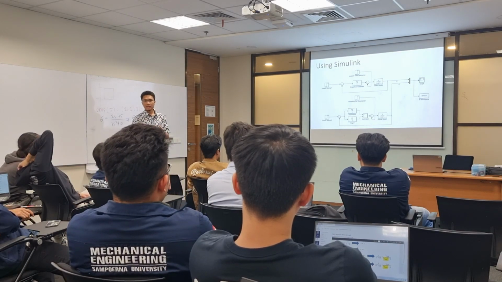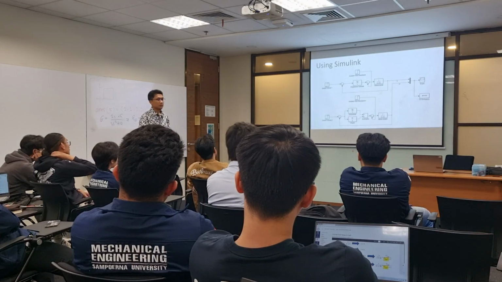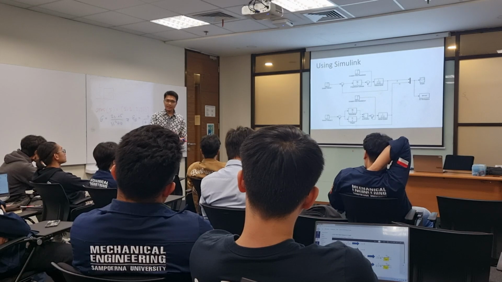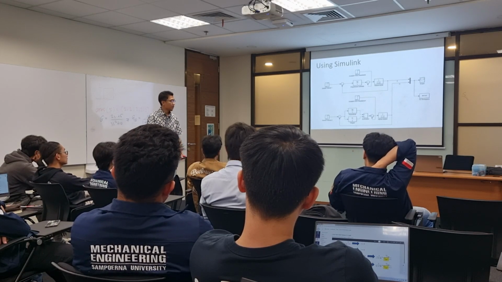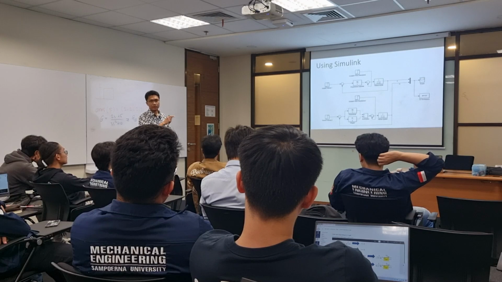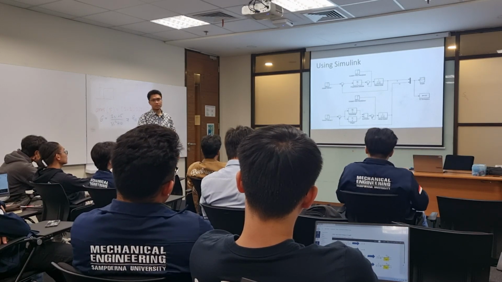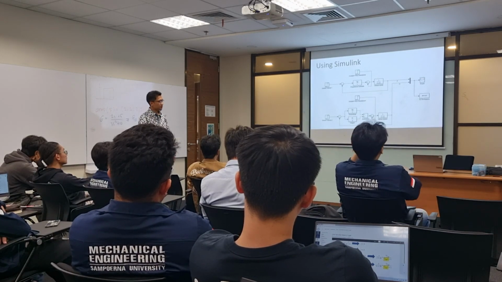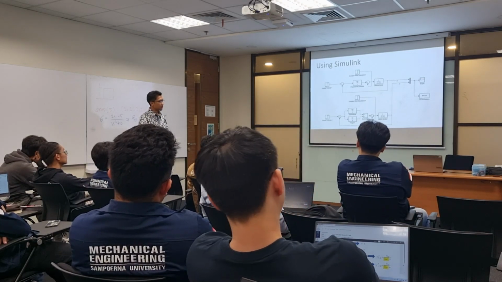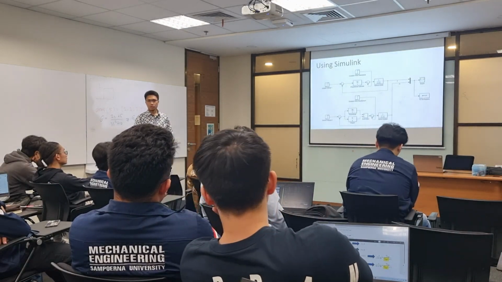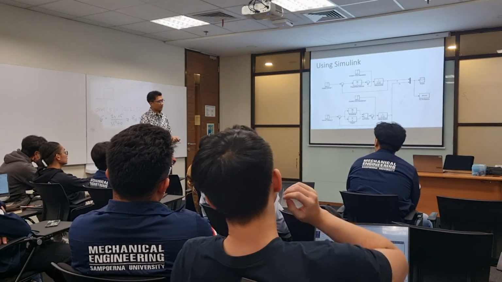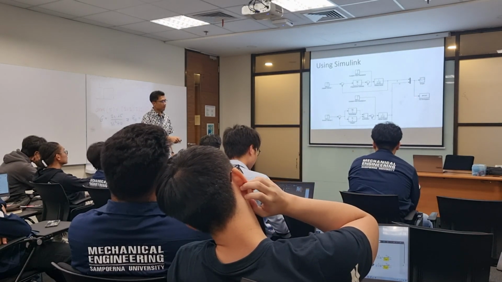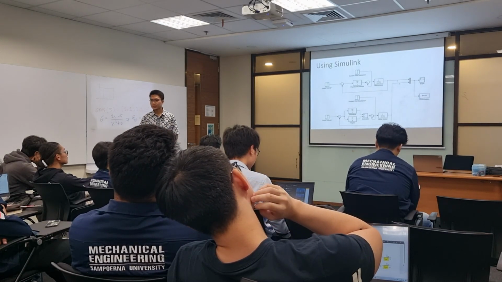The good thing using Simulink is that you don't have to compute the closed loop transfer function every time you change anything. Okay, you just have to double click this, change the value, and then run the simulation. And then when you run the simulation, there are many ways to see the result. You can use the scope here, or you can output your simulation result to the workspace.